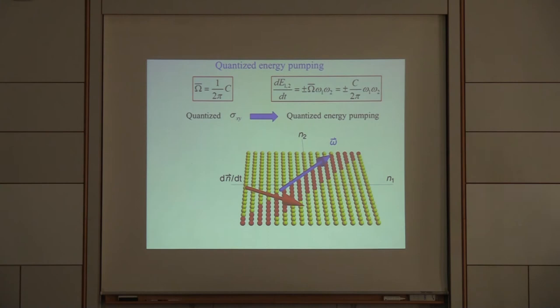All right, this is a more graphic way of presenting this. So we have this motion in a two-dimensional photon number space. We have a force along the omega vector. And therefore, the motion in this space goes in the perpendicular direction. So photons are taken away from drive 2 in this case, and given to drive 1. Of course, we have conservation of energy, so omega 1 dn1 dt has to be omega 2 dn2 dt, which is fulfilled because the motion is perpendicular to the omega vector. And really what this means is that the quantized sigma xy that we have for the BHZ model translates into quantized energy pumping in this doubly driven system. And again, the quantization is the Chern number over 2 pi times the product of the frequencies.